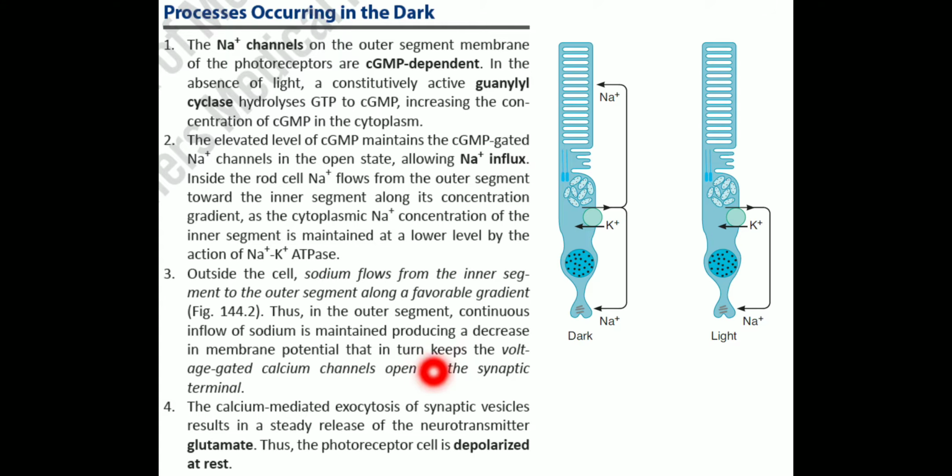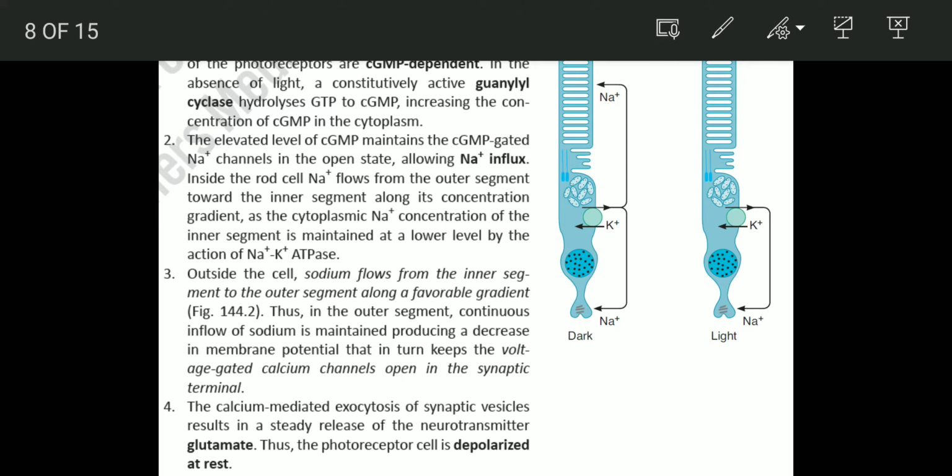Thus, in the outer segment, a continuous inflow of sodium is maintained, producing a decrease in the membrane potential, and this keeps the voltage gated calcium channels open in the synaptic terminal. Once the voltage gated calcium channels are open, this will release glutamate, and this glutamate excites the cell. So this photoreceptor cell is depolarized at rest.